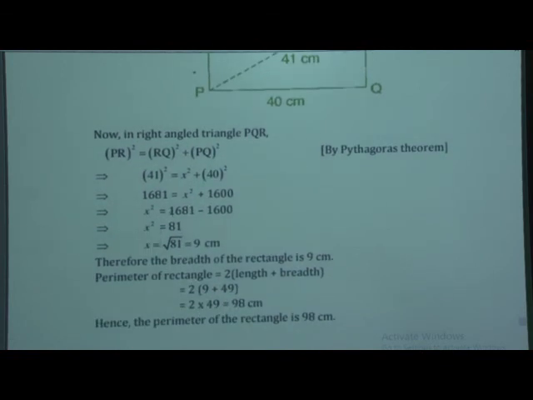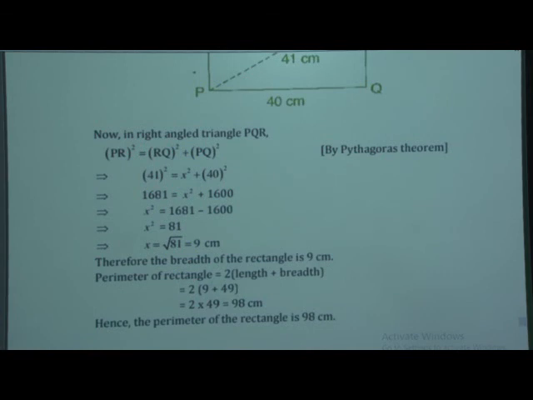So x square is equal to 1681 minus 1600, because you know the transposition property: x square we have taken to the left hand side, so the 1600 gets subtracted. So x square is equal to 81. So x is equal to square root of 81, which is 9 centimeter. Therefore the breadth of the rectangle is 9 centimeter.